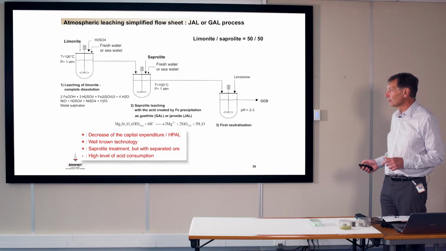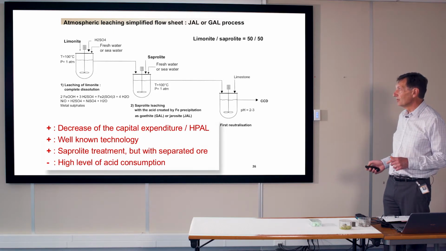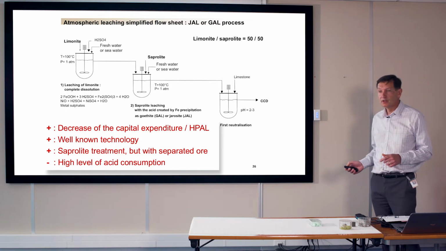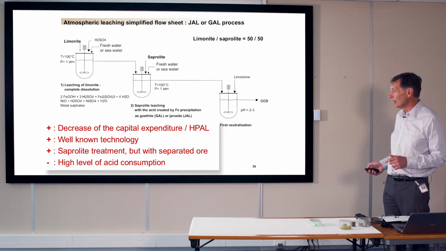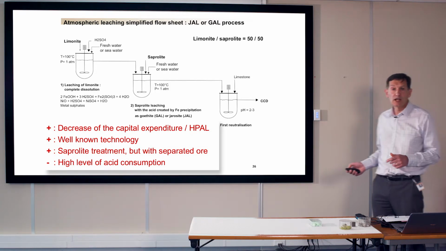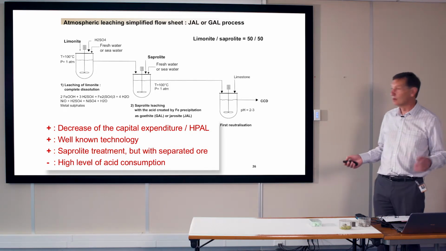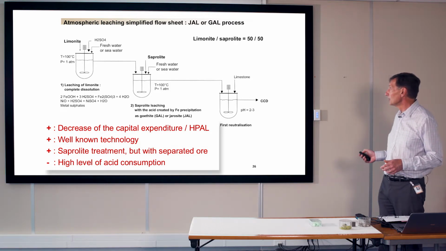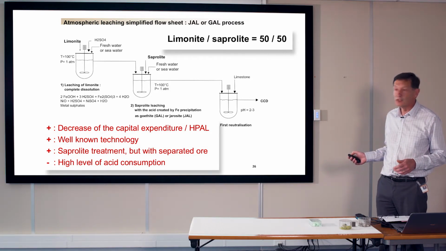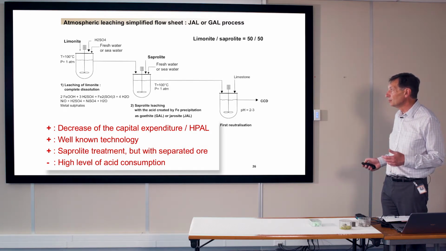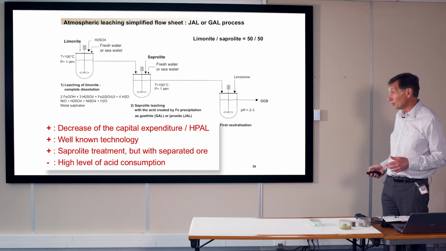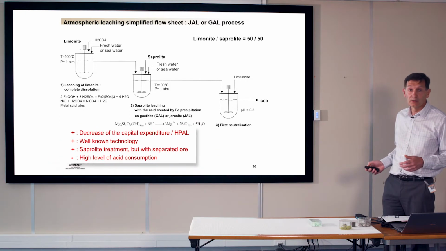The advantage of such processes is that they use very simple reactors and equipment. You decrease the capex of the equipment, and it's a very well-known technology used all over the world. You can increase the saprolite treatment. You see the ratio, 50% of limonite, 50% of saprolite, and the saprolite treatment could be separated. The drawback is that you increase the acid consumption.